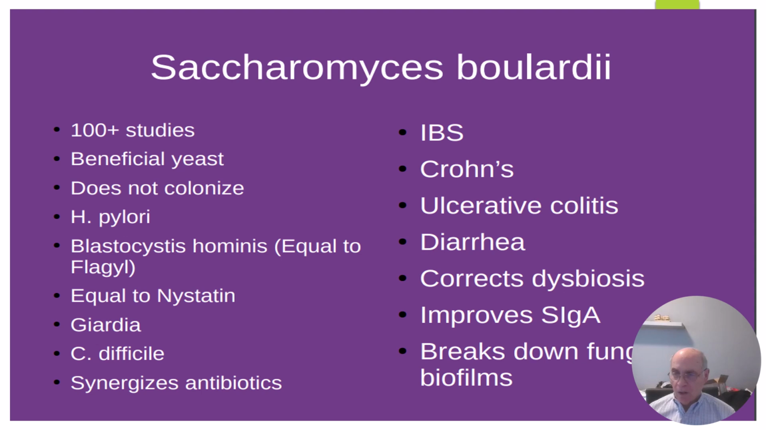Saccharomyces boulardii is produced from yeast, and it's equal to nystatin. It helps kill off a lot of pathogenic bacteria. It improves secretory IgA. This is the thing you want to recommend to patients when they're traveling, because Saccharomyces boulardii prevents pathogenic bacteria from adhering to the lining of epithelial cells in the digestive tract.